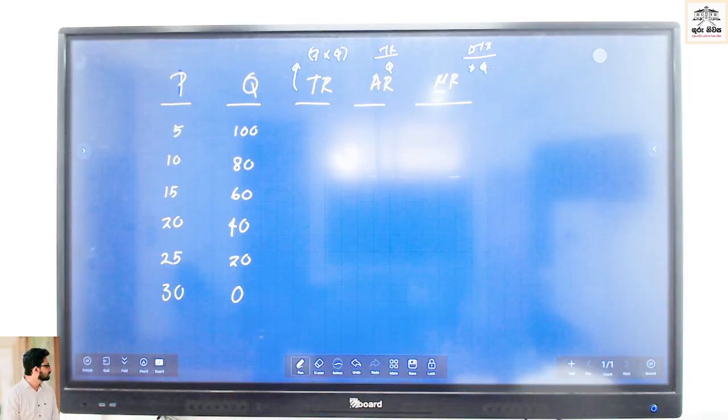Complete the table first, then you can draw the MR curve, demand curve, and average revenue, AR curve.